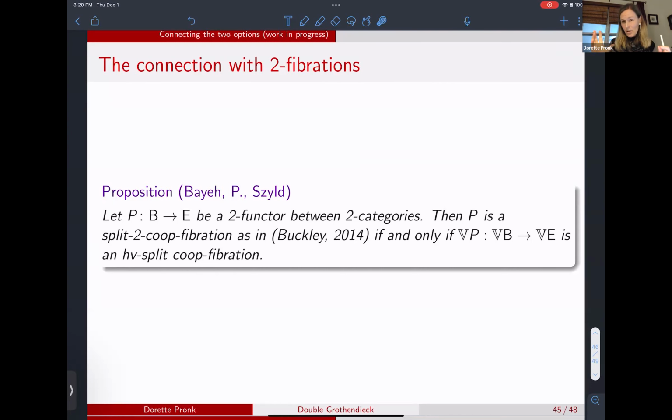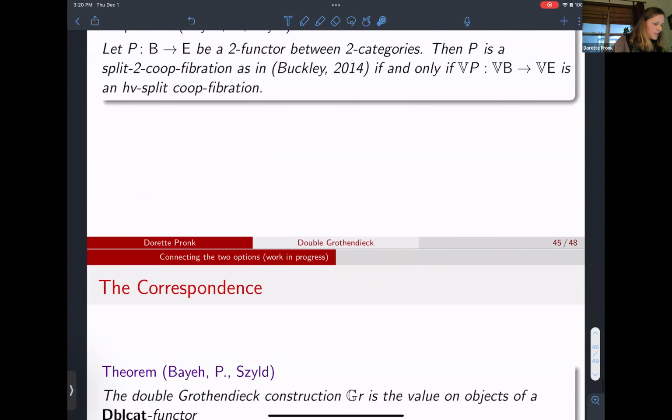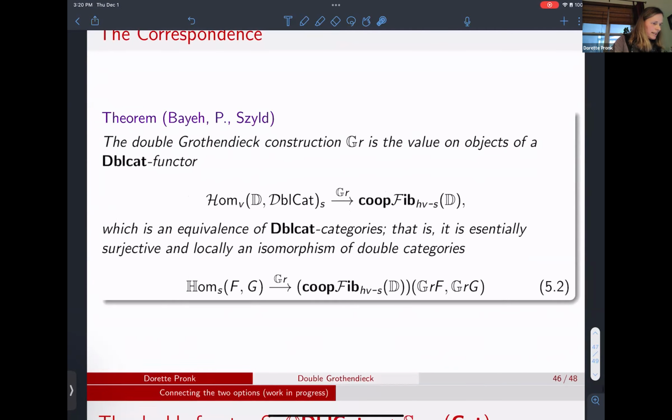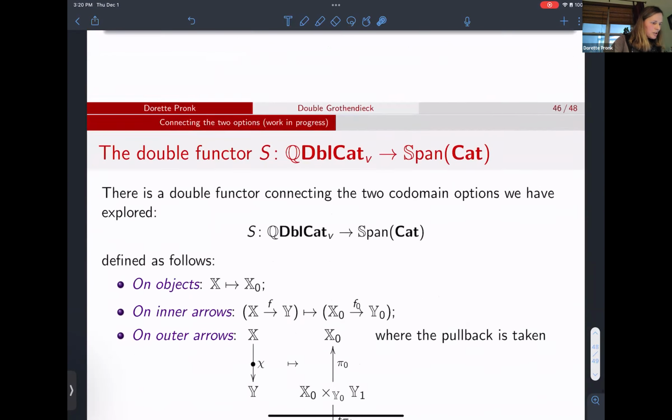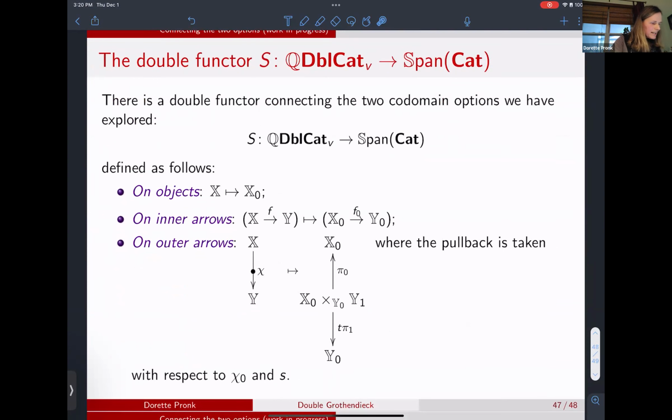remember we were doing this all strict. I think once we go to pseudo, we can get rid of the split part and get a more general correspondence. So then we indeed get the correspondence that I was announcing, that now we have an equivalence of categories between index categories and these new fibrations. And if you're wondering how the two fit together, I am running out of time.